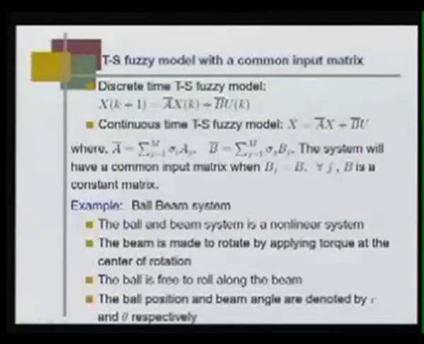Now, we also talked in the beginning about a common input matrix. So, what is this common input matrix? Now, you see that the discrete time T S fuzzy model was given by x k plus 1 is A bar x k plus B bar u k, and the continuous time T S fuzzy model, similarly, x dot is A bar x plus B bar u, where A bar is sigma j A j summation over all rules. Similarly, B bar is sigma j B j over all rules. But this system will have a common input matrix when B j is B for all j, where B is a constant matrix.